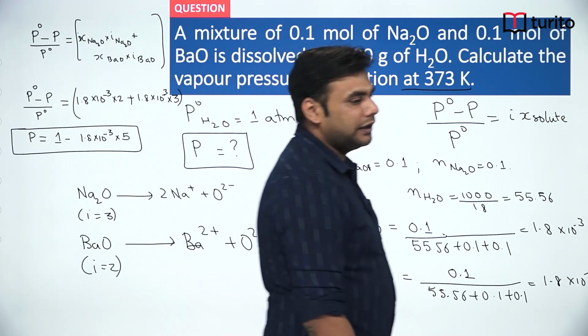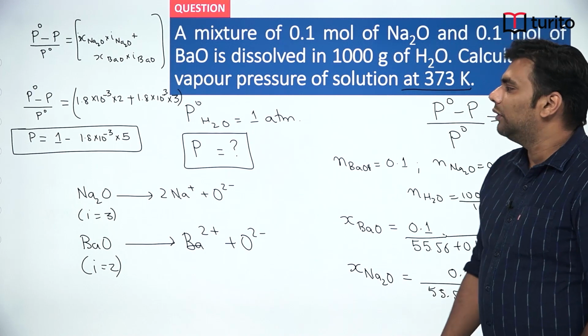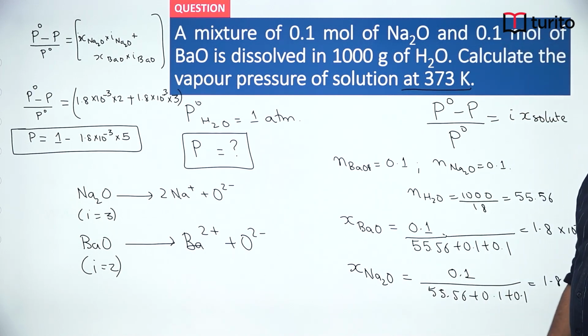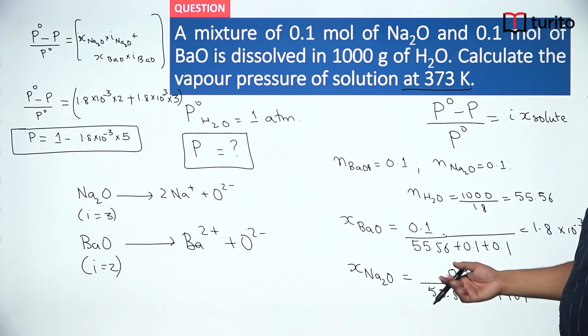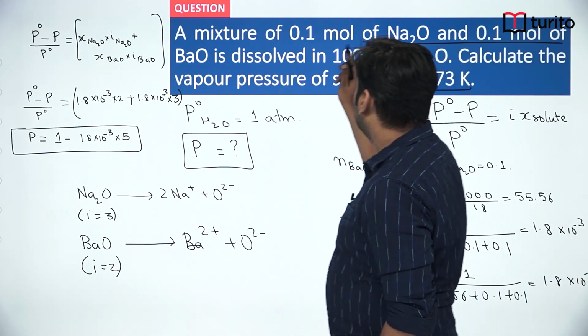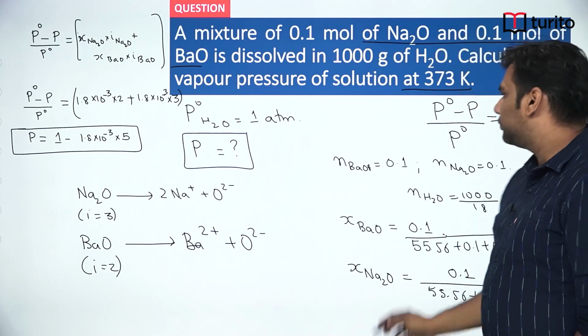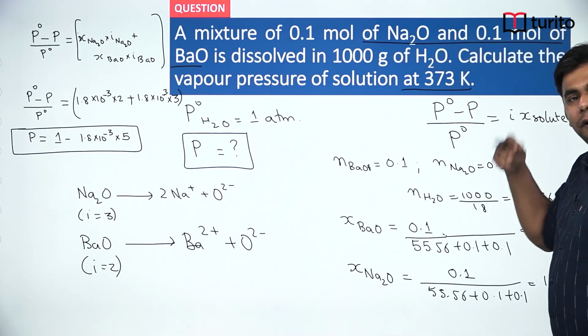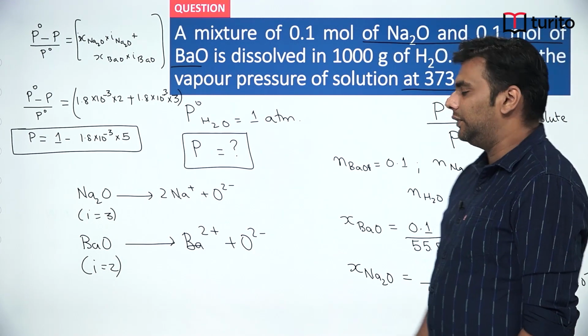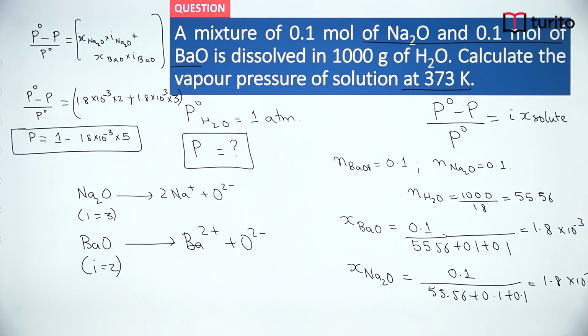If you want to calculate in mm of Hg, we'll multiply this with 760. So you can see that again, when two solutes are given to us, we'll have to take both the solutes. So i into mole fraction of one solute plus i into mole fraction of the other solute. Okay, hope this is clear to you. Hope you have taken a snapshot of this as well.